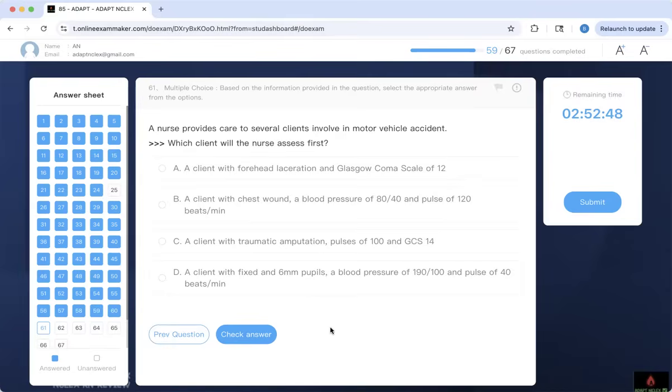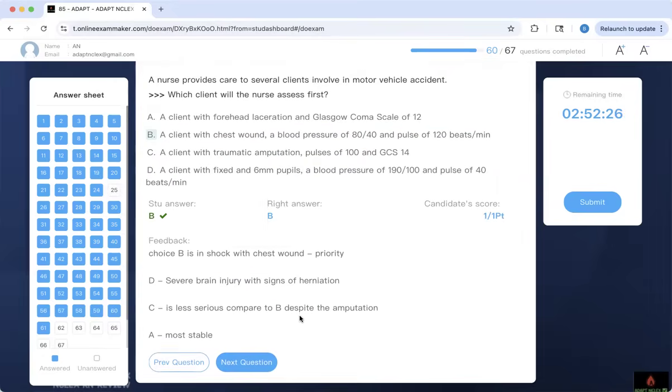A client with a fixed 6 millimeter pupil, blood pressure of 190 and a pulse of 40. That's herniation. You're dead. Despite your bad condition, you're not going to make it. Unfortunately, we're not going to pick you. The one we're going to pick is that. That patient is in shock.